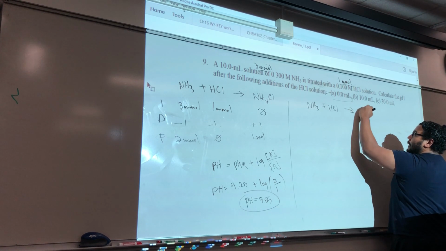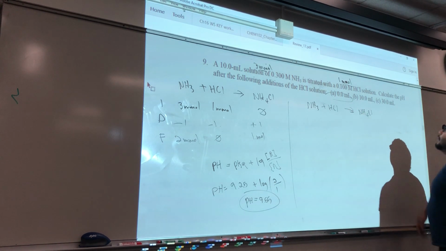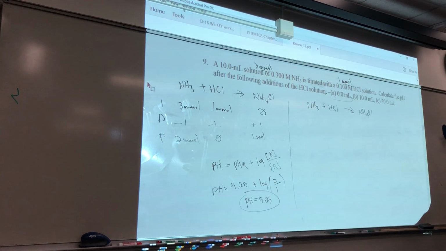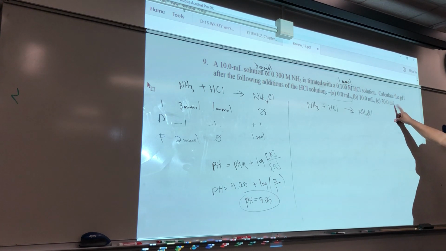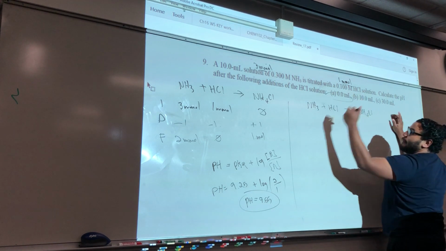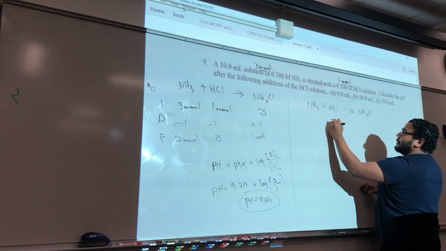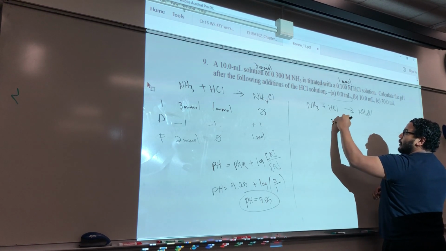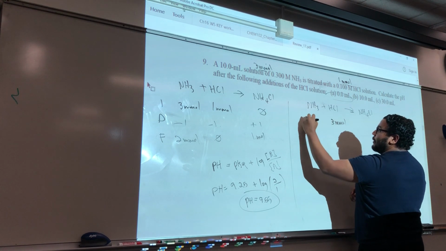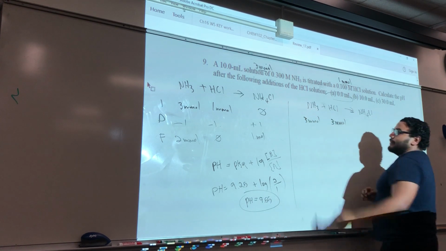HCl, NH4Cl. So if we do the whole thing again where we multiply, looks like I multiply 3 times that, I get 3, right? So that would be 3 of our hydrochloric acid, and 3 in here. And we know initially we had 3 millimole of that.